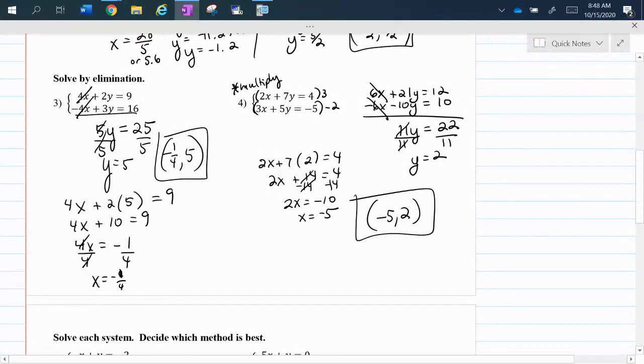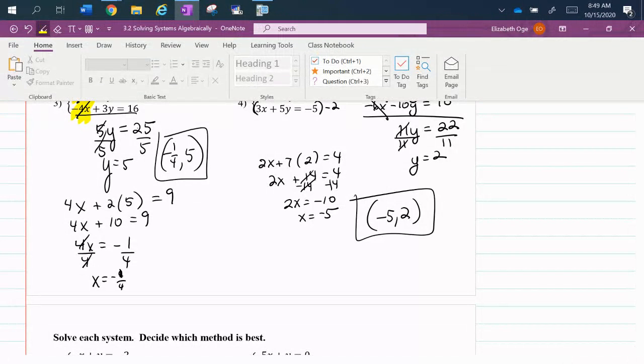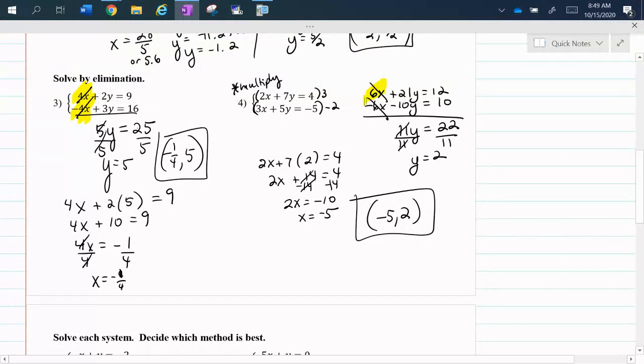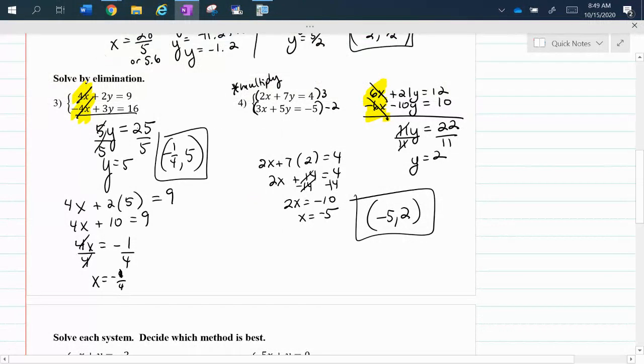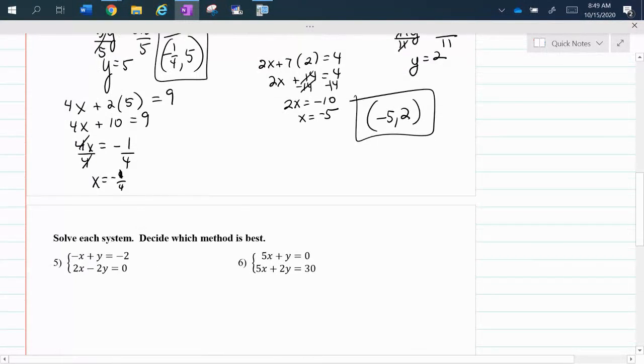Okay, so sometimes we don't have to multiply, but most of the time we probably will. So what we're looking for is, let's highlight it, we're looking for this situation right here, when we have a 4x and a negative 4x, or 6x and a negative 6x, so that when I add the two equations together, my variables will go away. Okay, so let's practice that a little bit more.